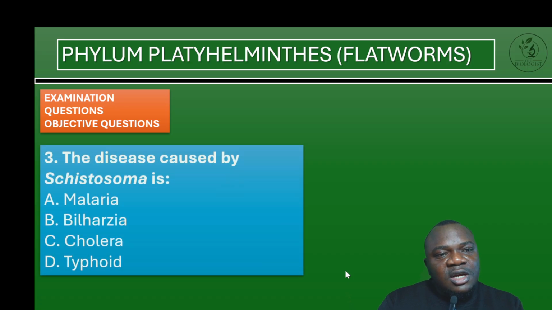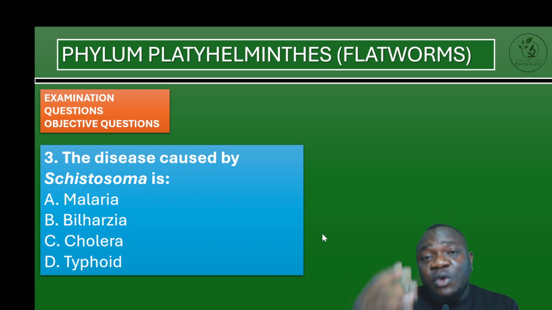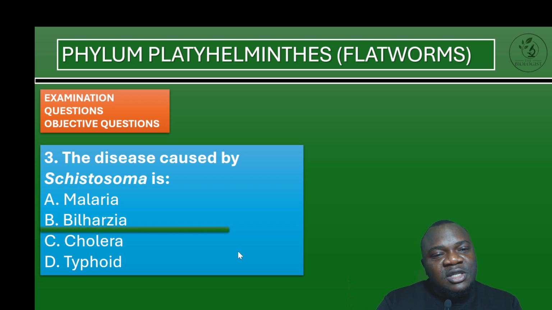All right, and the disease caused by schistosoma is known as what? We have malaria, we have bilharzia, we have cholera, we have typhoid. So at this point, just pause the video, answer the question, then I give you the feedback. So the answer is what? Bilharzia. Yeah. All right.